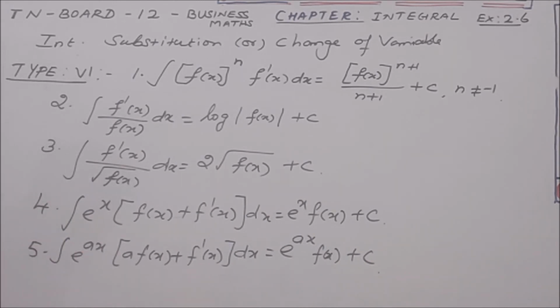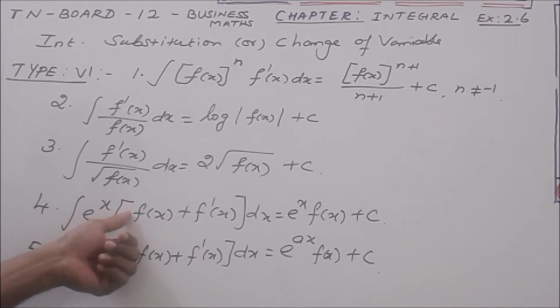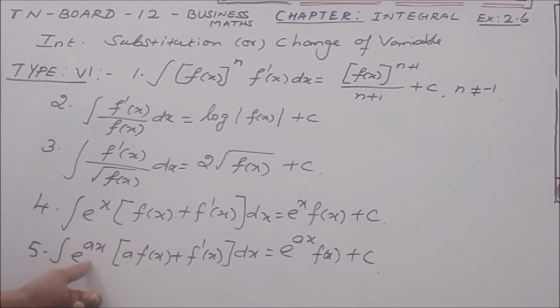Similar to the fourth one, look at the fifth one. This is very easy. Just a is multiplied with x. That's all. The coefficient of x is 1 in the previous one. Other than that, the coefficient of x appears, that is e power 2x, 3x, it may be anything. E power ax into a f of x plus f dash. This is similar to the previous one, but a appears, a will be multiplied here. That is very important. So e power ax into a f of x plus f dash of x dx yields e power ax into f of x plus c. You can easily remember these formulas, I think. So these are the formulas that will be utilized in 2.6.